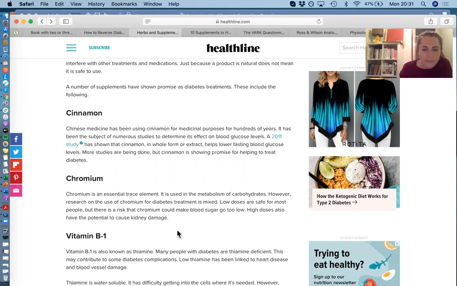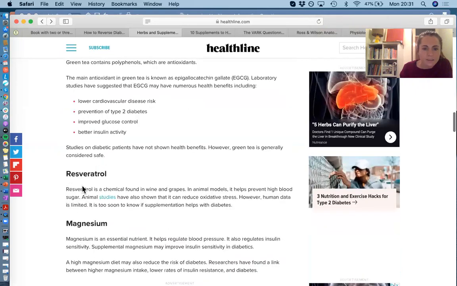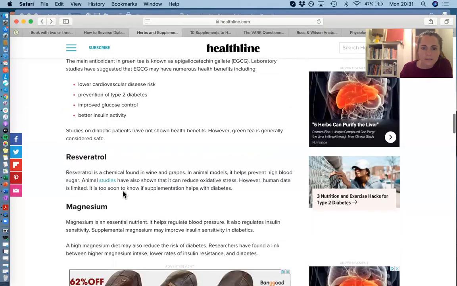There's another example here. So resveratrol is a chemical found in wine and grapes. In animal models, it helps to prevent high blood sugar. Animal studies have also shown it can reduce oxidative stress. However, human data is limited. It's too soon to know if supplementation helps with diabetes. So again, it's really balanced. It's saying, look, here are the animal studies. This is what it's been shown to do. However, we need to get more research done on humans.